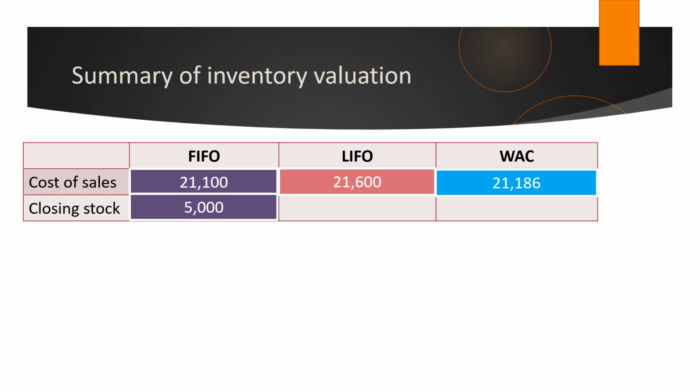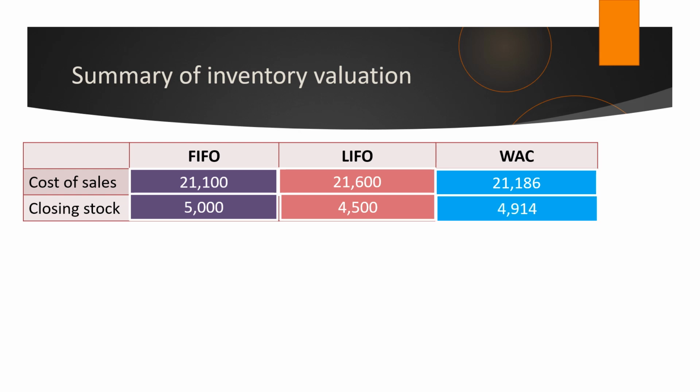Now let's see the final closing stock figure. In FIFO, it is 5,000. In LIFO, it is 4,500. And in the weighted average cost, it is 4,940. So by going through this figure, you may note that in FIFO, you have the least cost of sale. And in LIFO, you have the highest cost of sale. Then in the weighted average, it is a moderate figure in between the FIFO and LIFO.